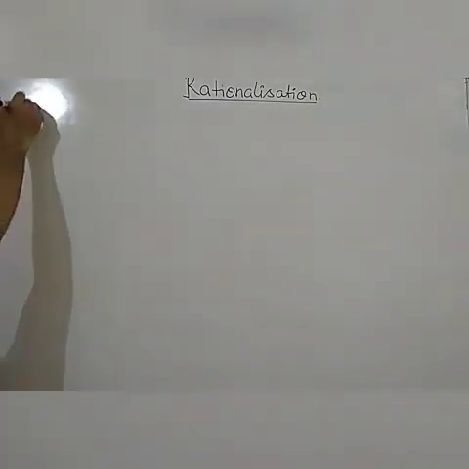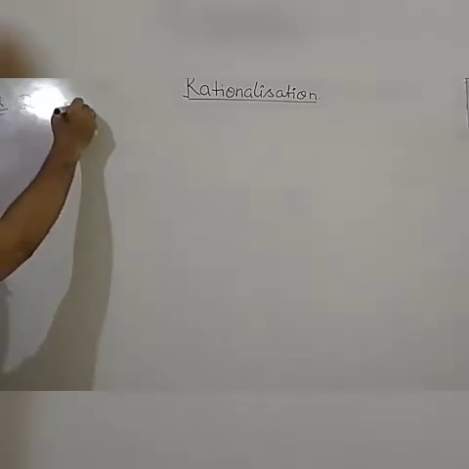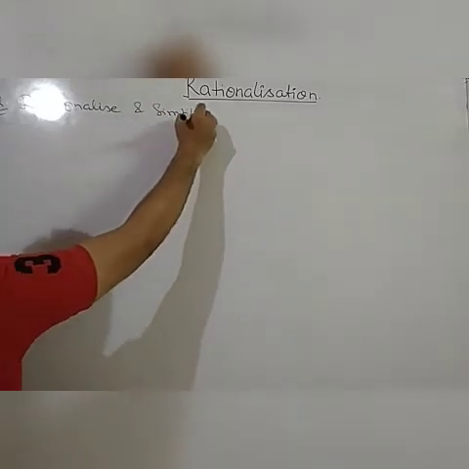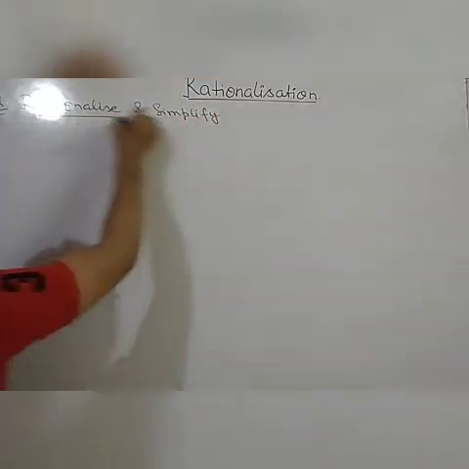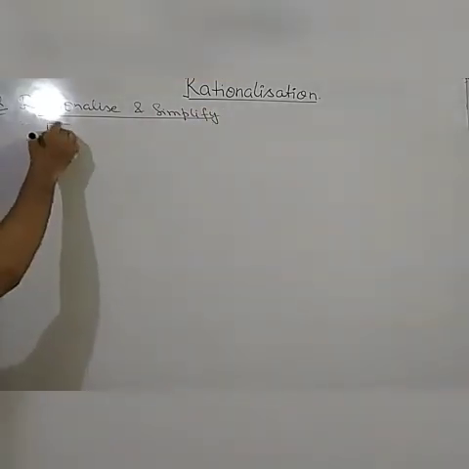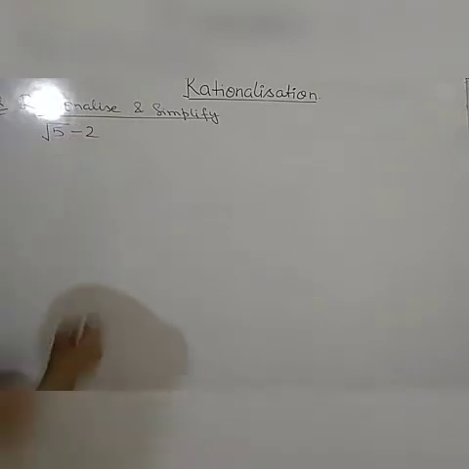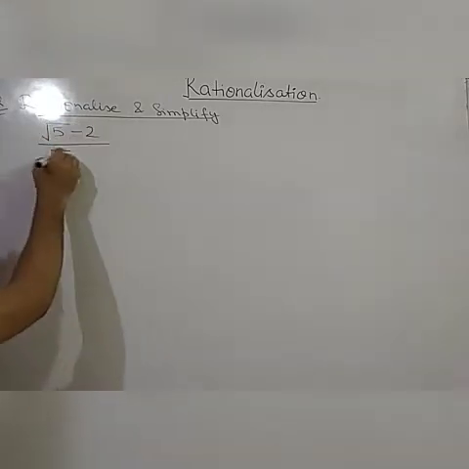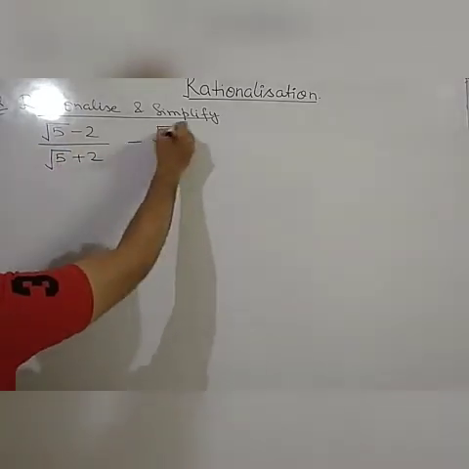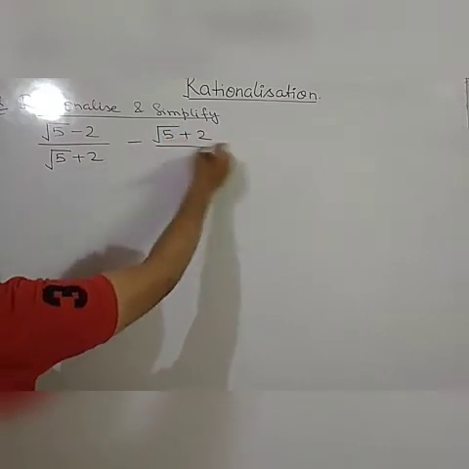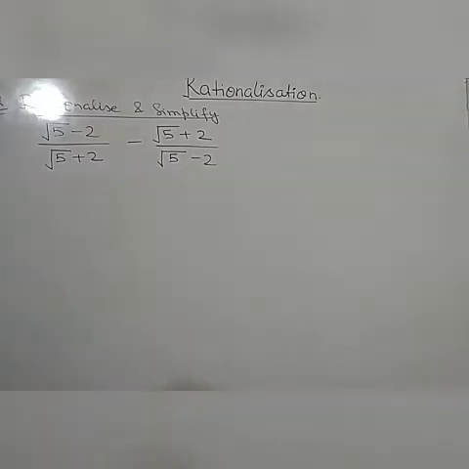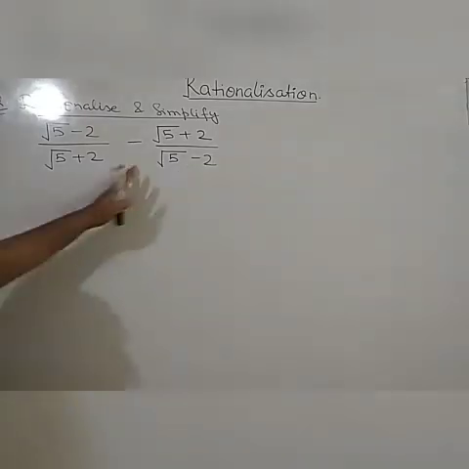We have to rationalize and simplify (root 5 minus 2) upon (root 5 plus 2) minus (root 5 plus 2) upon (root 5 minus 2). So we have to solve and simplify this question.